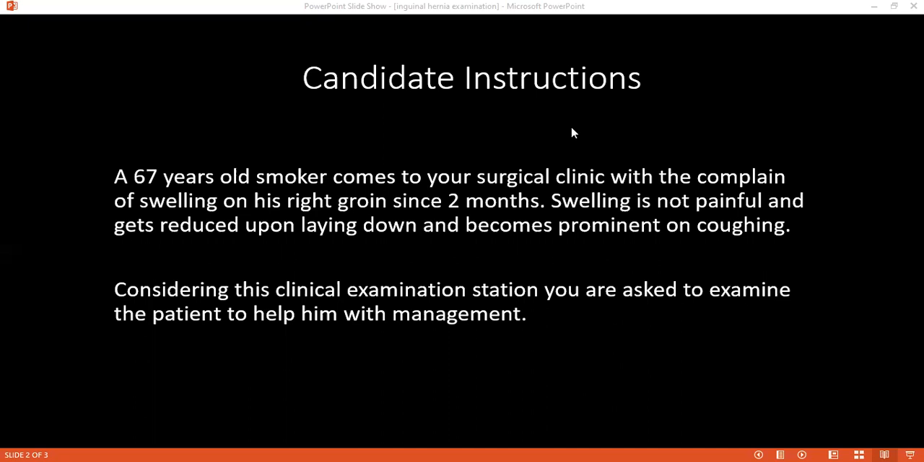Kindly begin presenting your case, please. Today, I have examined a 67-year-old gentleman who presented with right groin region swelling. He's a chronic smoker.